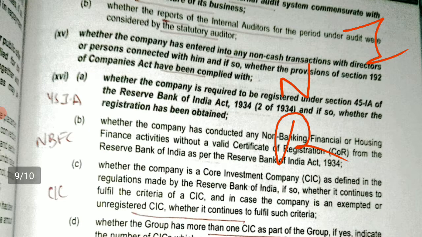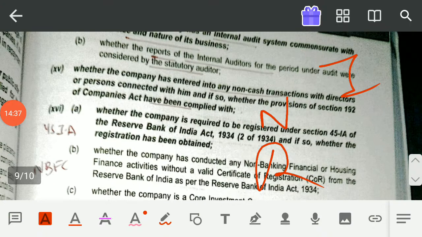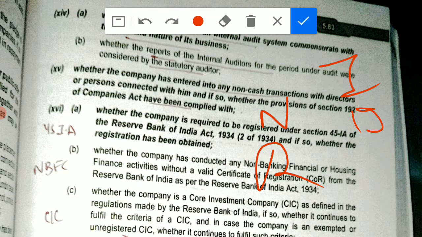Then clause number 15 talks about non-cash transactions. So if there is any non-cash transaction by the company, that means in our case, suppose PQR Limited, with its directors or any person connected to the company. Okay, so if it is so, you have to check whether the company has complied with the provisions of section number 192 or not.